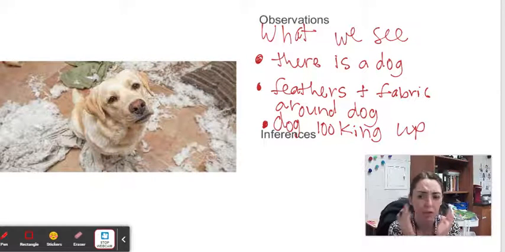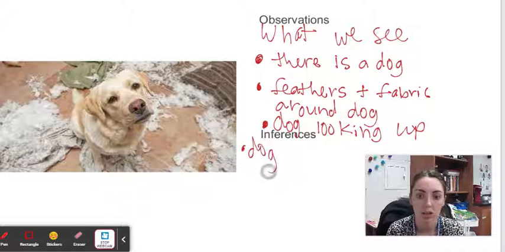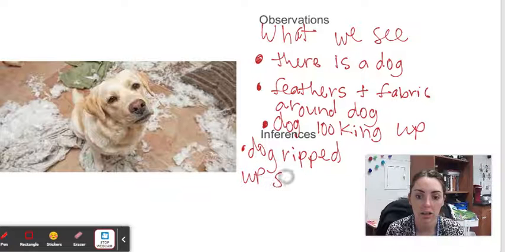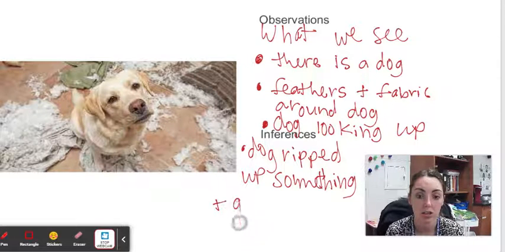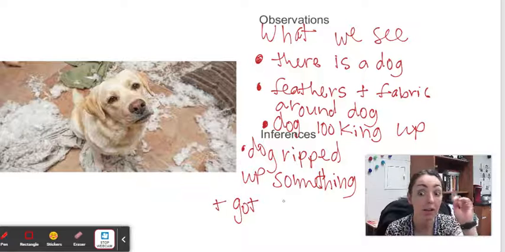So those three things, I'm going to put them together. And then I think, okay, thinking about those things, what's happening here? Well, I think the dog ripped up something. And then he's looking up, so I think he got caught. You know, he's probably looking at someone.